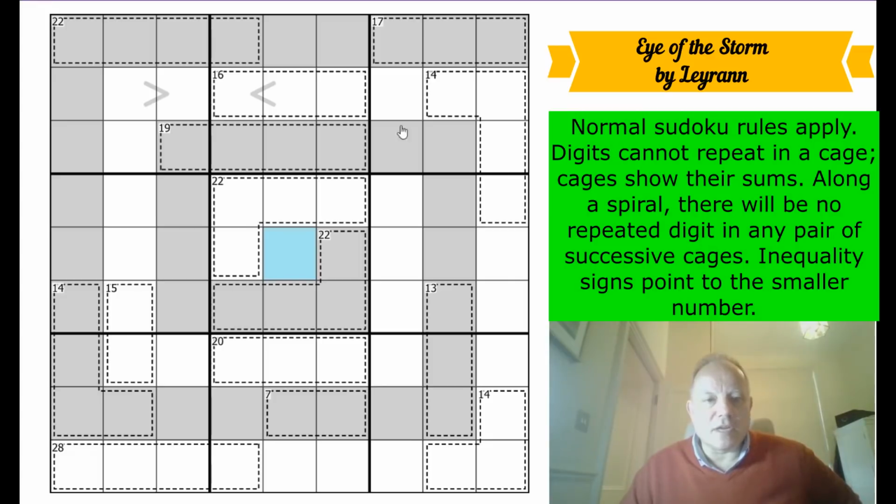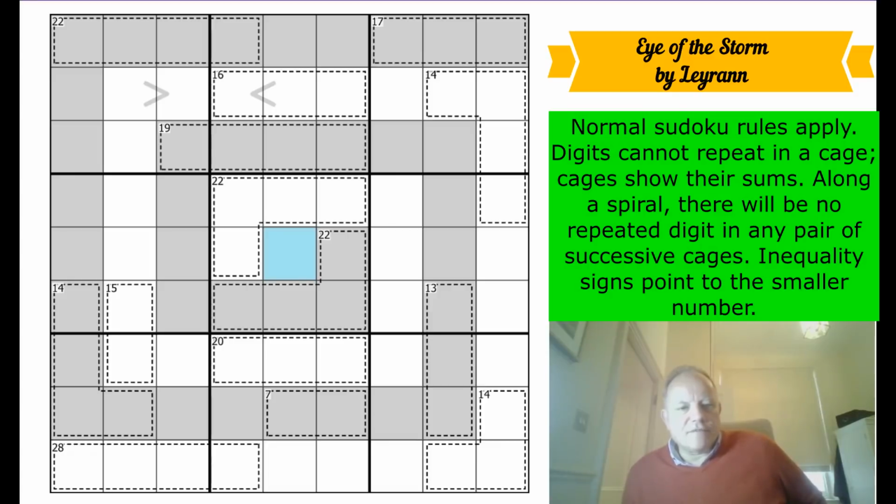There is one more rule. There are a couple of inequality signs up here, and they kind of point to the smaller number. So obviously that cell is larger than that cell. In our version, these inequality signs are grey. You may be wondering, are there any within the grey spiral that I can't see? And there aren't. There are only those 2. So those are the rules.